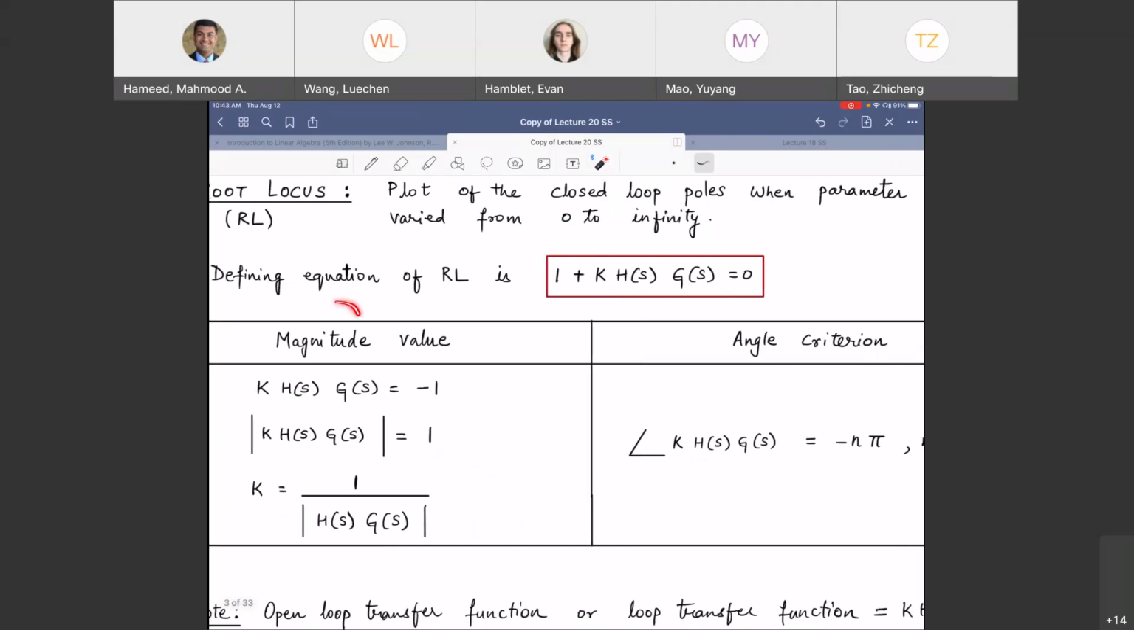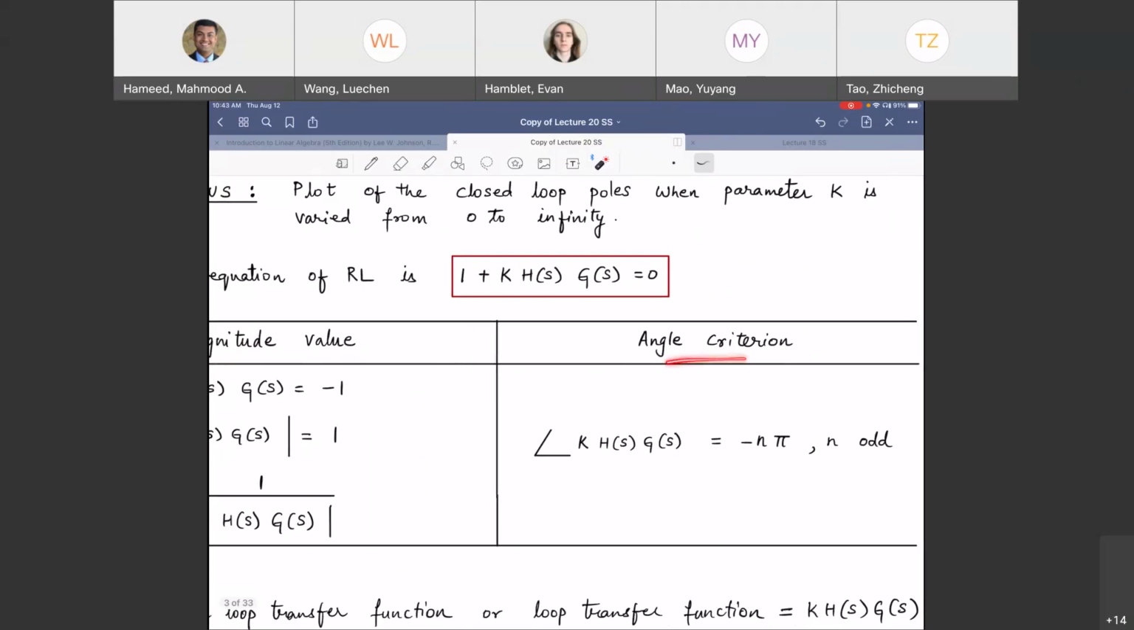So magnitude criteria is helpful in finding values of K. However, the angle criteria will help us sketch the root locus. Let's take a look. K H of s G of s had to equal -1. What that means is the phase of K H of s G of s should be an odd integer of pi, right? -1 pi, -2 pi, plus 3 pi, and so on. So when n is odd, you're going 1 pi or 3 pi or -pi.